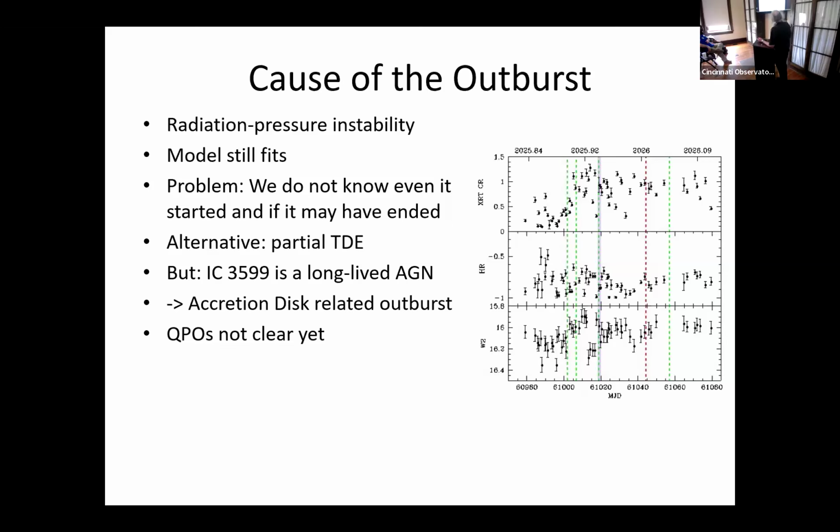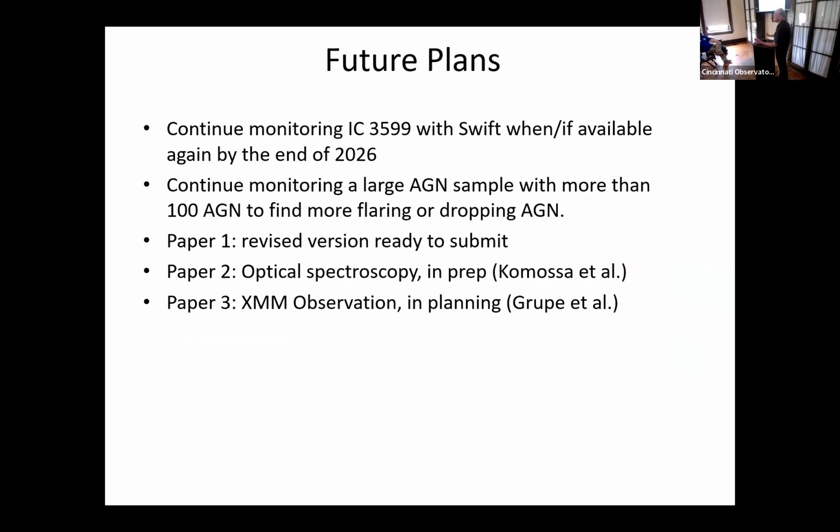So what causes this? Well, we are pretty convinced that this is radiation pressure instability. So the old model that we produced before still fits. A caveat with this is we don't know what the rise time was when it went into outburst, because it came out of sun constraint and it was already bright. We do not know what it is doing right now, and I get to this in my last slide, because Swift stopped science operations at the beginning of February. And the reason for this is drag force. I get to this in a second. So we want to continue monitoring, of course.